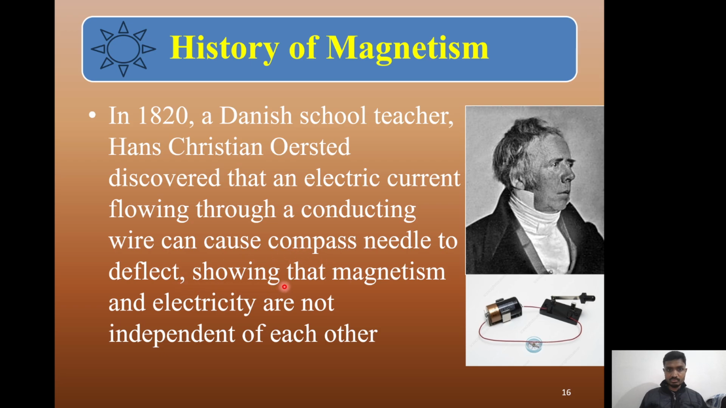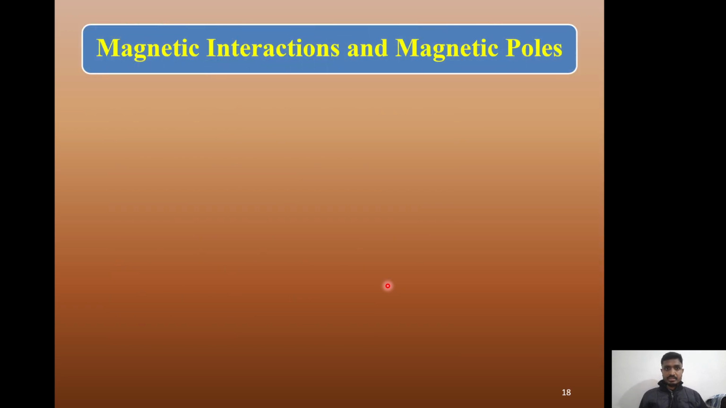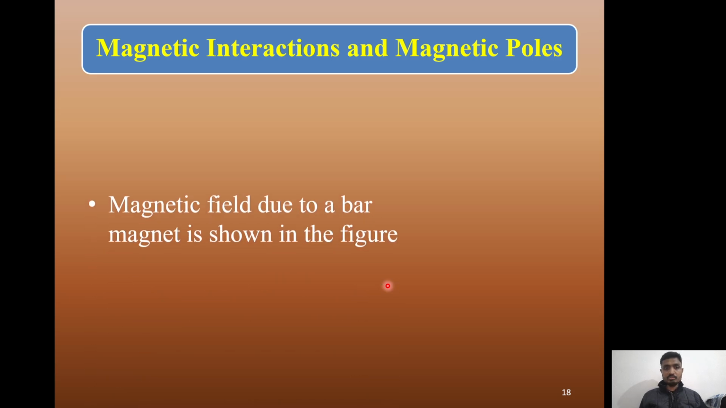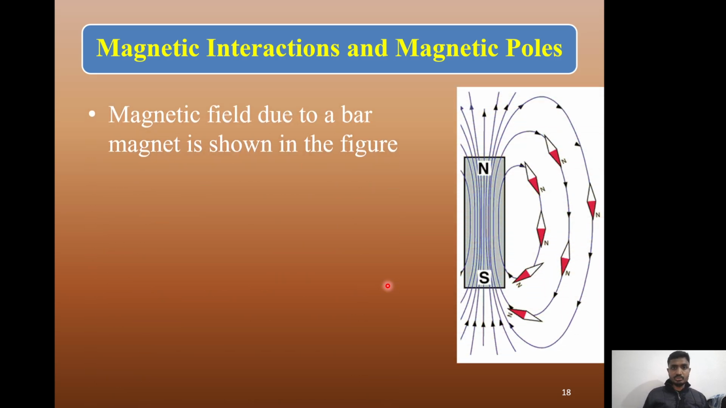So, this deflection would indicate that magnetism and electricity are not independent of each other, they are very well connected. And we see how this magnetic field appears. The magnetic field due to the bar magnet is shown here in this figure.